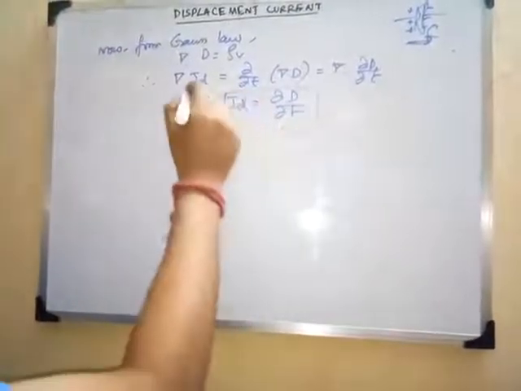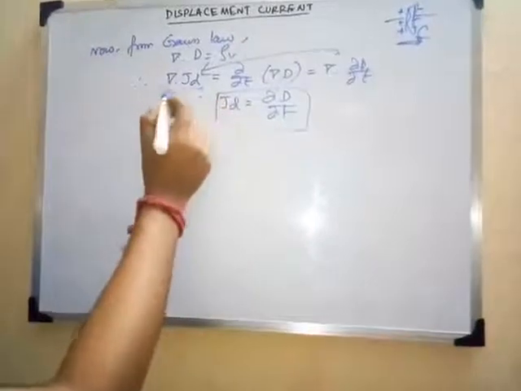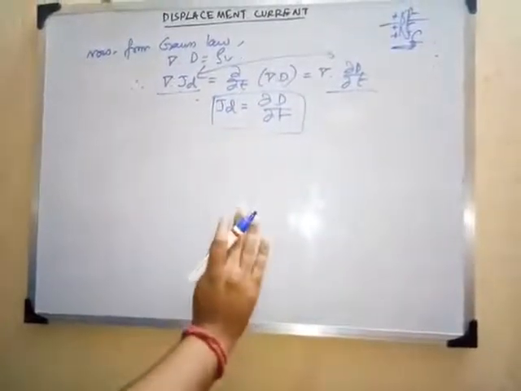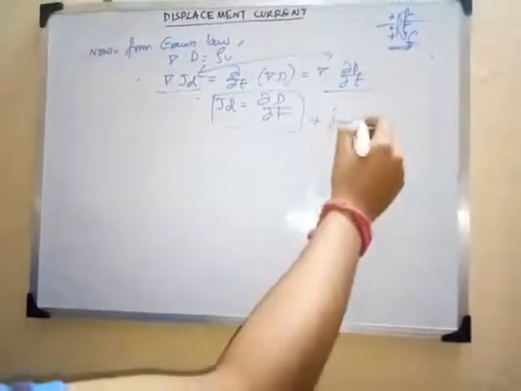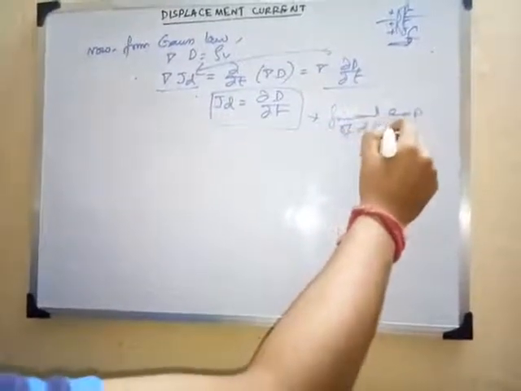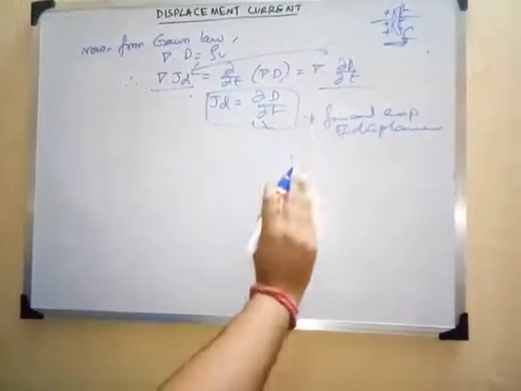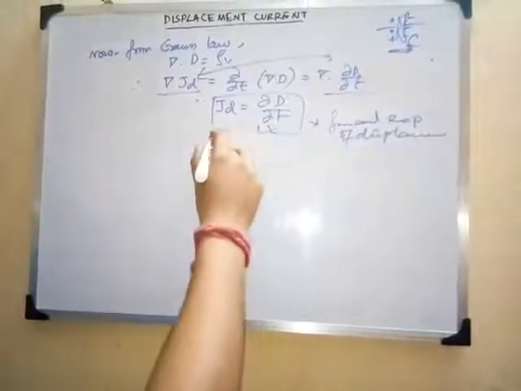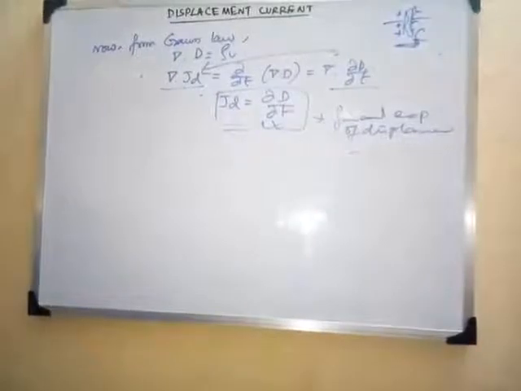Why? From here and this one, between these two, del dot JD will be equal to del dot del D by del t. So finally we can write JD equals del D by del t. So this is the final expression of displacement current. I mean, this was the proof of how we achieved it. You remember this expression? This is the expression for displacement current, and how we obtained it was the technique which we just discussed, right?